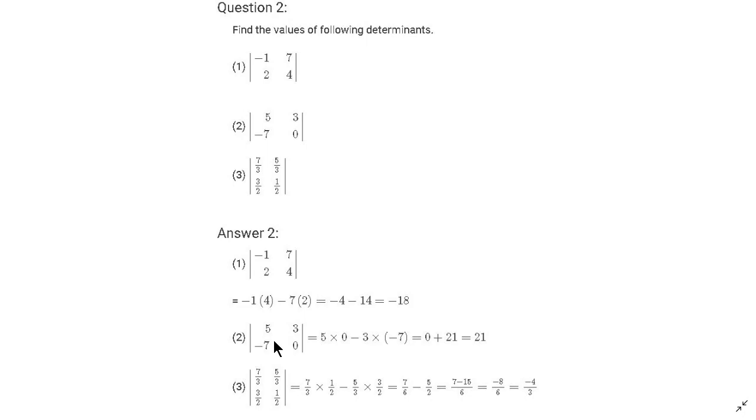The second example is 5, 3, minus 7, 0. Again, 5 into 0 is 0, minus 3 into minus 7. 3 into minus 7 is minus 21, but minus into minus 21 will be plus 21, which is equal to 21.